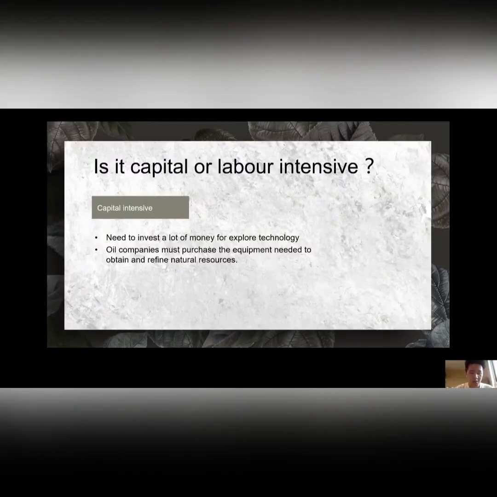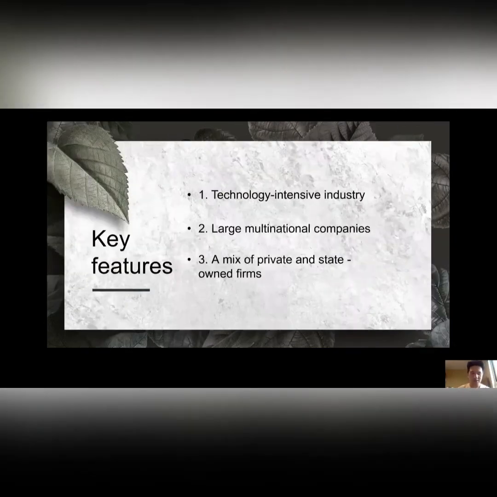The oil industry is capital-intensive because companies need to invest a lot of money in technology, and they must purchase the equipment needed to obtain refined natural resources. In short, the oil industry is a capital-intensive industry and significantly influenced by the government. Next, my team member will introduce the key features.